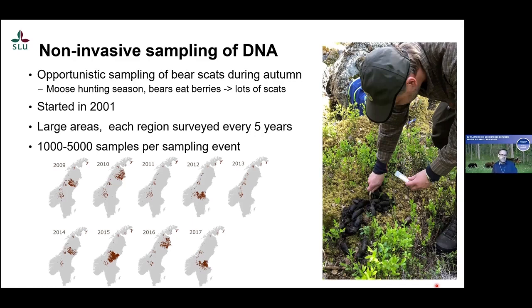We started this in 2001, and we survey large areas. We can see from this map that we have large areas, and they are on average sampled every 5 years. So we have estimates for each of the regions every 5 years. And in each of these sampling events, depending on the population size of the area, between 1,000 and 5,000 samples are collected. So it's a huge effort that the hunters are actually participating in.